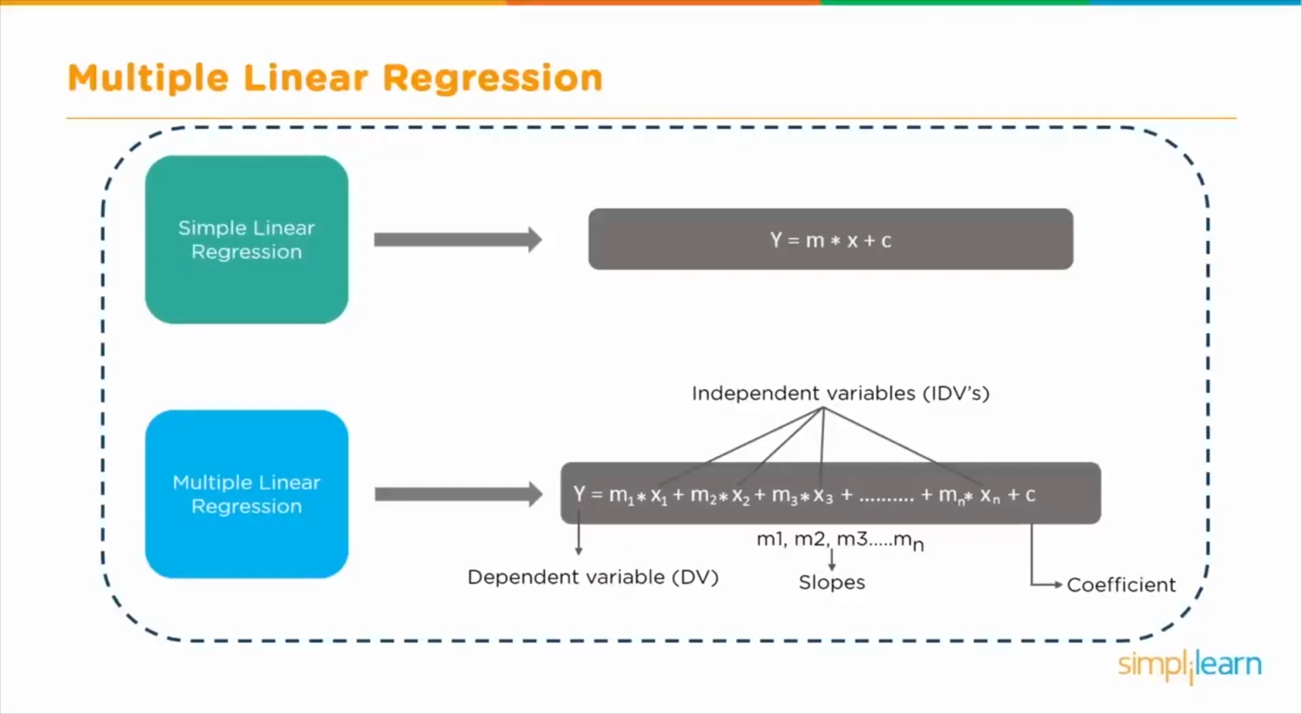So when you're dealing with multiple linear regression, you basically take your single linear regression and you spread it out. So you have y equals m1 times x1 plus m2 times x2, so on all the way to mn times xn, and then you add your coefficient on there.